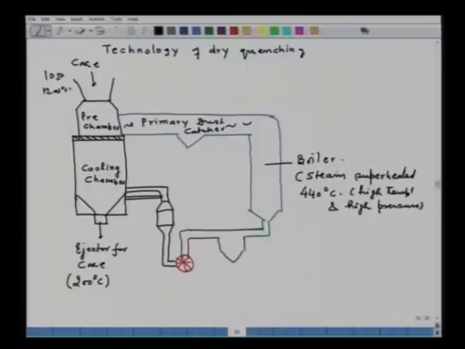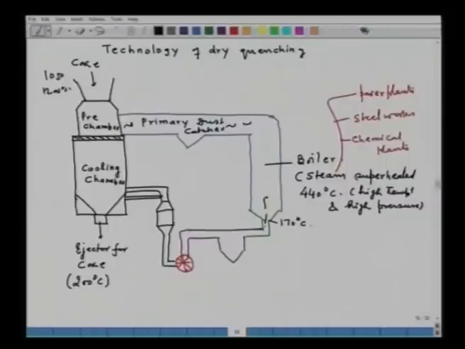Now, this steam which is produced here can be used either in the power plants, or in the steel works, or in the chemical plant, depending upon the location and so many other factors. Then the cooled gas, at around 170 degrees Celsius, is discharged from the boiler and taken over here.